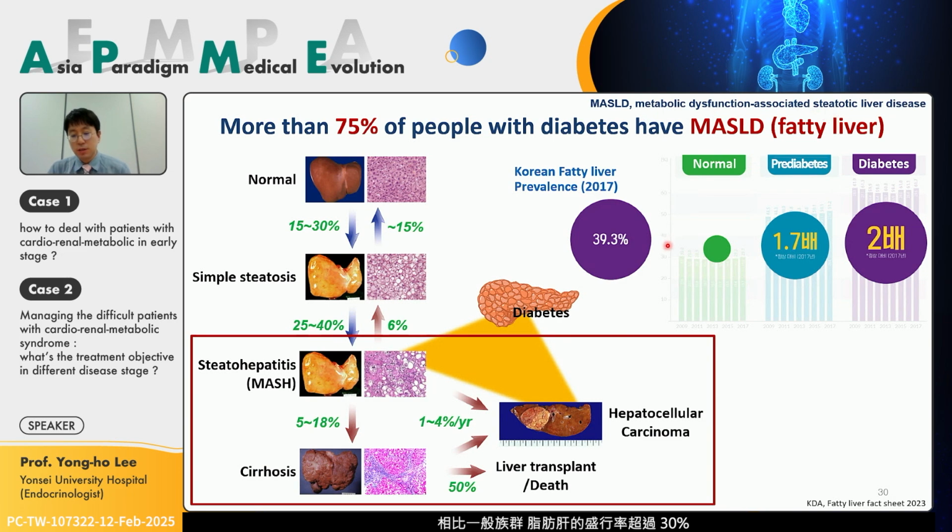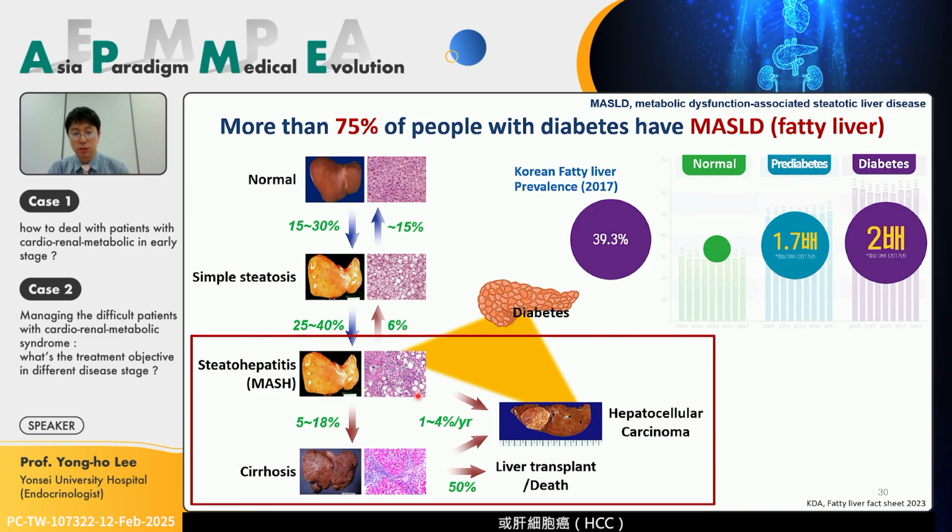And last year, our association published a fatty liver fact sheet. Compared to the general population, over 30% have fatty liver. But when you look at prediabetes or diabetes, the fatty liver prevalence increases by 1.7-fold or 2-fold. That means more than 75% of people with diabetes have fatty liver. And among them, a lot of patients suffer from steatohepatitis or MASH, which can lead to cirrhosis or HCC in a later stage.